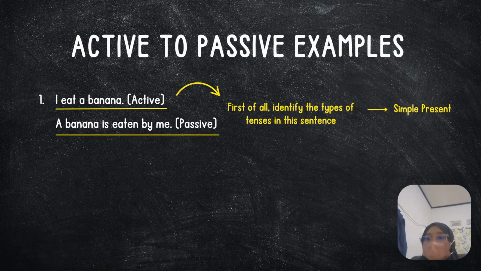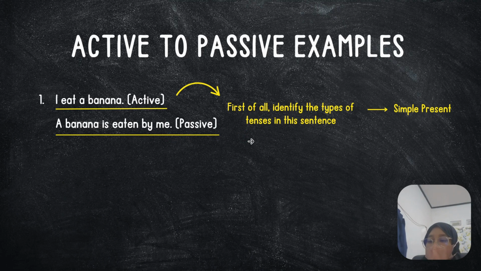Is eaten by me. So eaten is verb 3, and you have to change it from verb 1 to verb 3 here, and add by me.